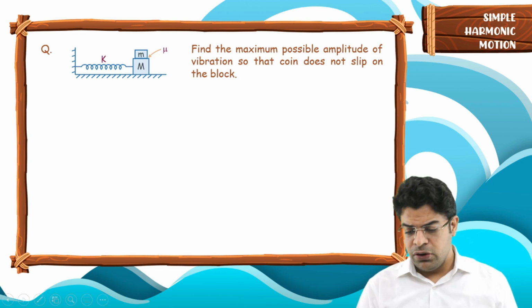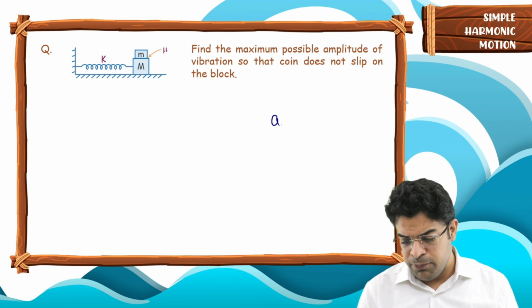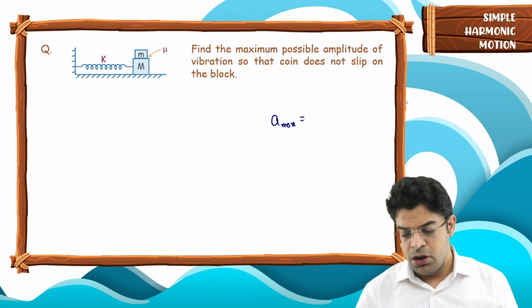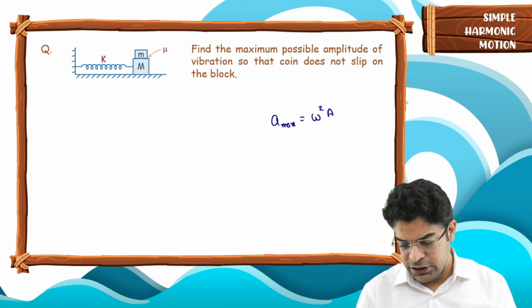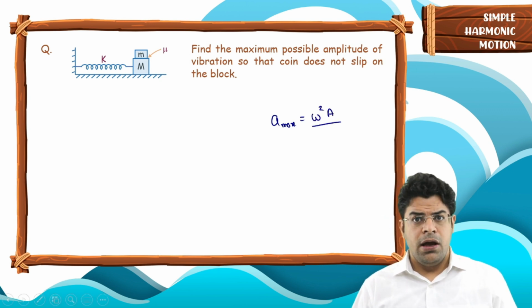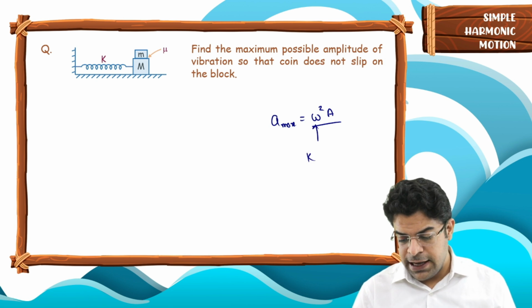Sir, we know that the maximum possible acceleration of a system performing SHM is given by omega square A. Omega depends upon k and M.